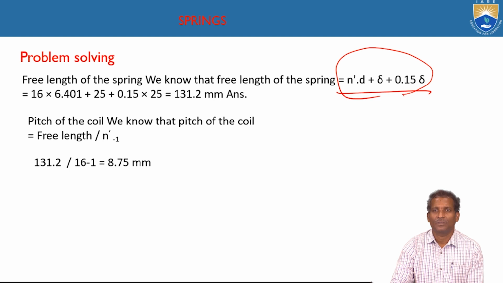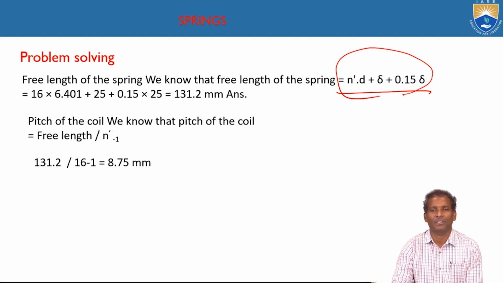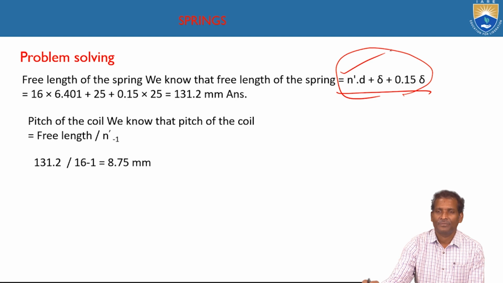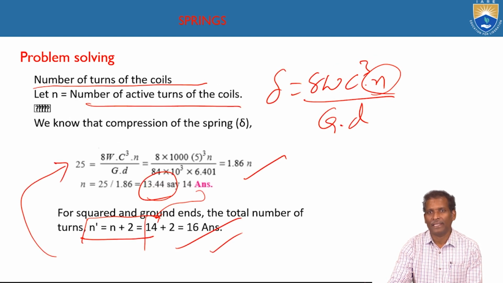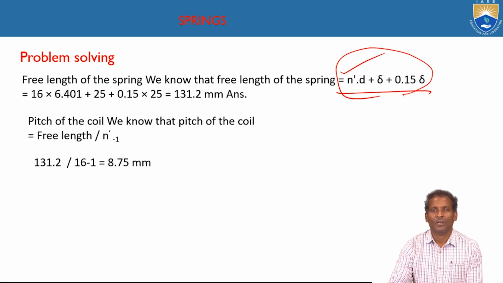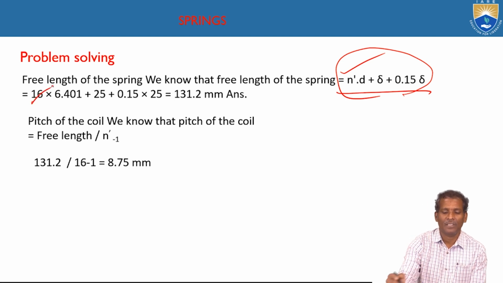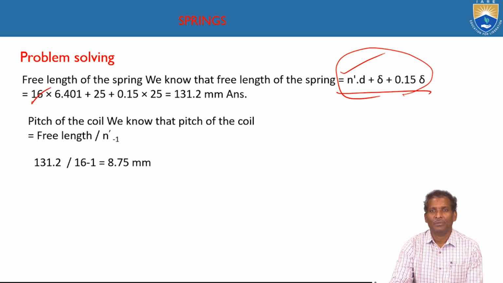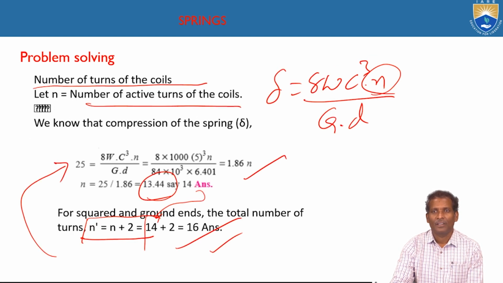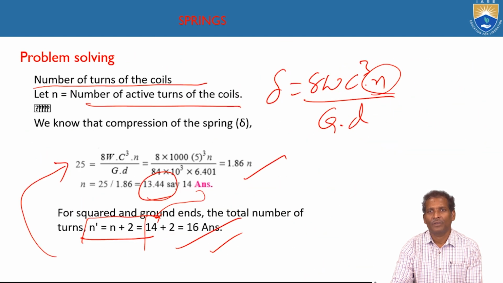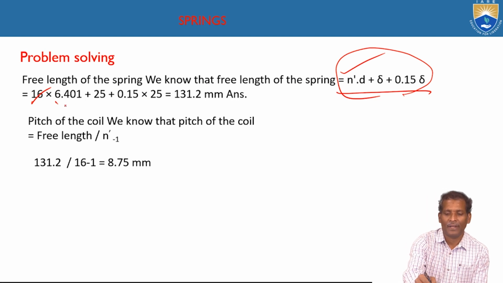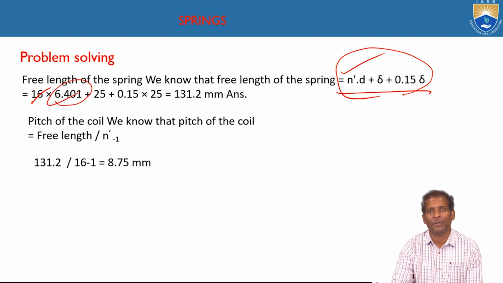So we only have to substitute the given values in this relation. N dash, the number of turns: in the previous step, we calculated the total number of turns, which is 60. Capital D, the wire diameter, we calculated as 6.3, but don't substitute 6.3. The standard value you take is 6.401.